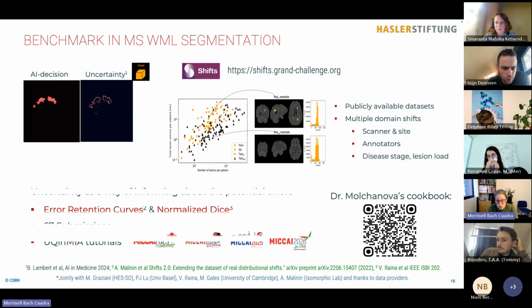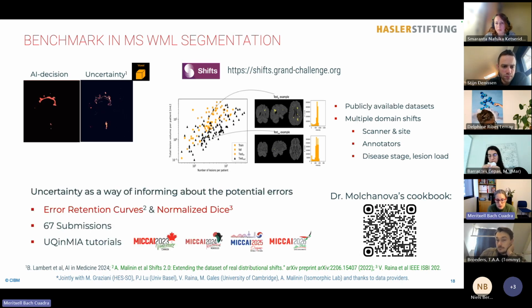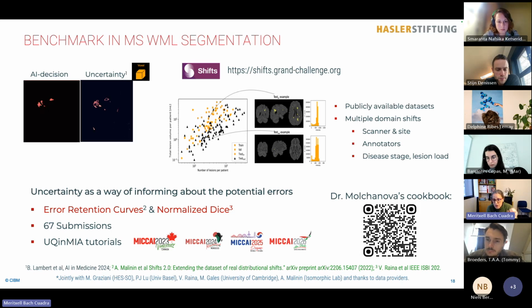We also proposed new metrics more adapted to MS lesion quantification, like the normalized Dice. It is interesting because it balances the lesion load that might differ between subjects, since MS can have patients with a small lesion load and patients with a large lesion load. The normalized Dice helps to balance this. And we proposed a concept called error retention curves to evaluate whether the different uncertainty measures were better or not.